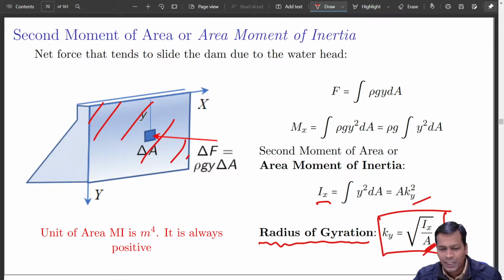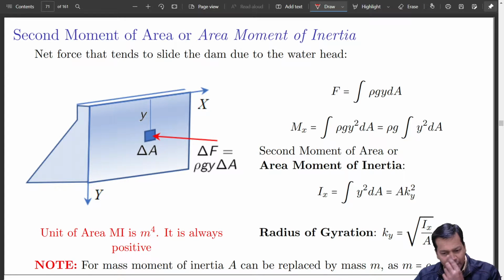It is not just analogous, it is exactly with that value it will match. So if you are calculating, let us assume this is a laminar shape. So mass moment of inertia, A can be replaced by the mass of this lamina. Basically this holds true.